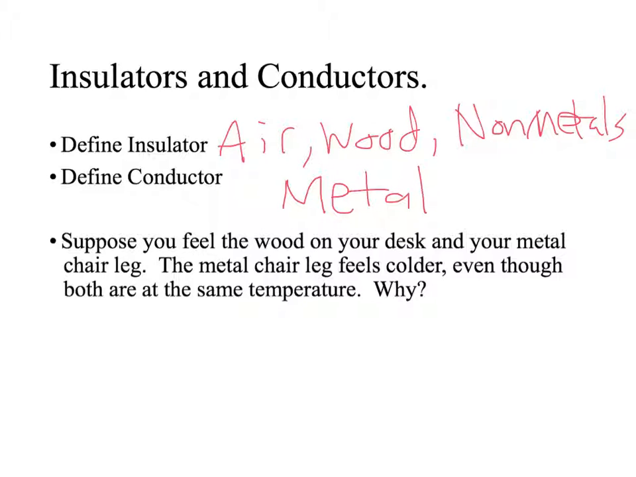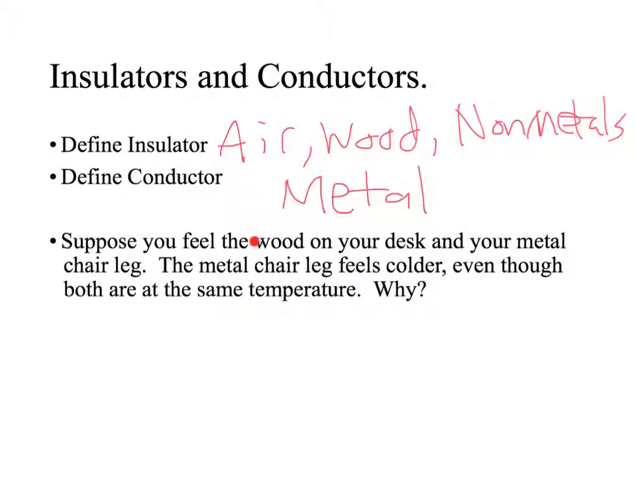Suppose that you feel the wood on your desk, and you also feel the metal chair leg. The metal chair leg feels colder, even though they're both sitting in the same room. They've been sitting there all day long, so they must be at the same temperature. Why does the metal chair leg feel colder? Well, the truth is that you can't feel temperature. You can only feel heat gain or heat loss. A lot of people don't realize this, but you can't tell the temperature of something by feeling it. You can only tell if heat flows in or heat flows out.